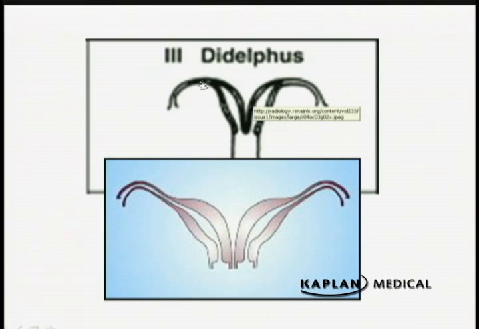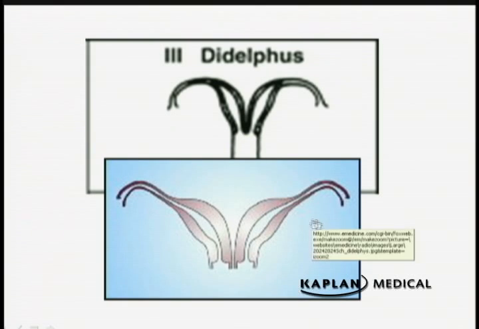And so here you can see there is a Müllerian duct here, and there was failure of fusion to occur. And here you can see 2 cervixes, one there, one here, and one there. Didelphys uterus.